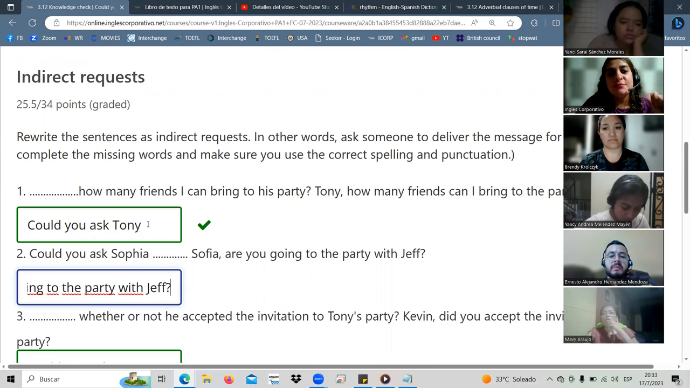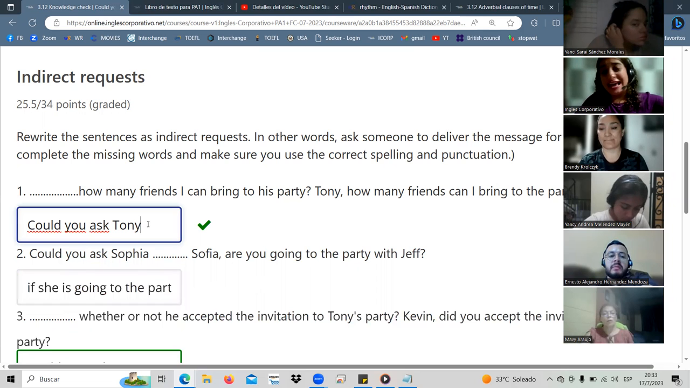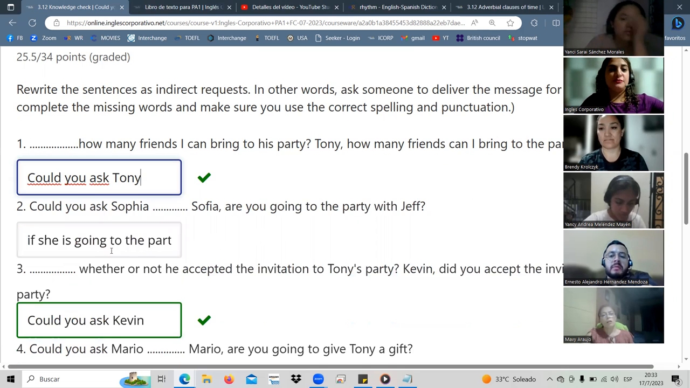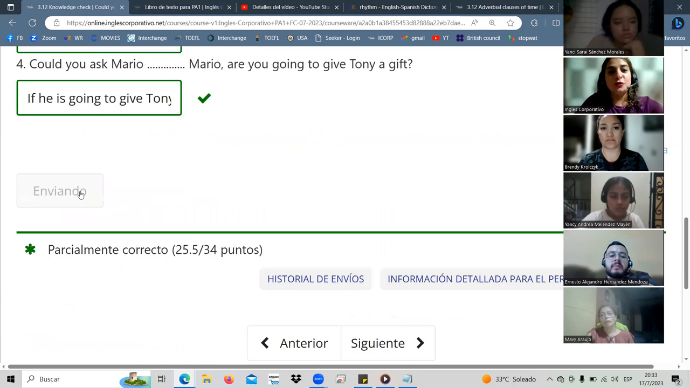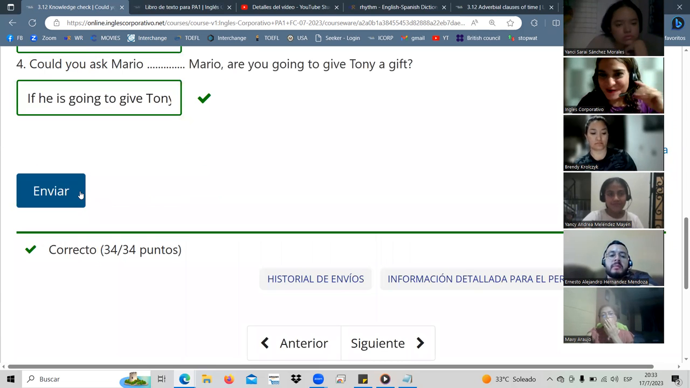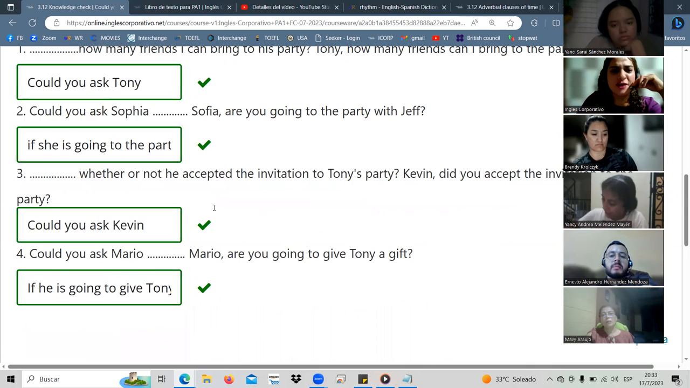Guys, do you want me to text you the answers o ya lo hicieron? ¿Quién no lo ha hecho para que solo copie, como dicen algunas personas? Solo copian y pegan. ¿No? No, ¿verdad? Ya, por eso lo estamos haciendo aquí.